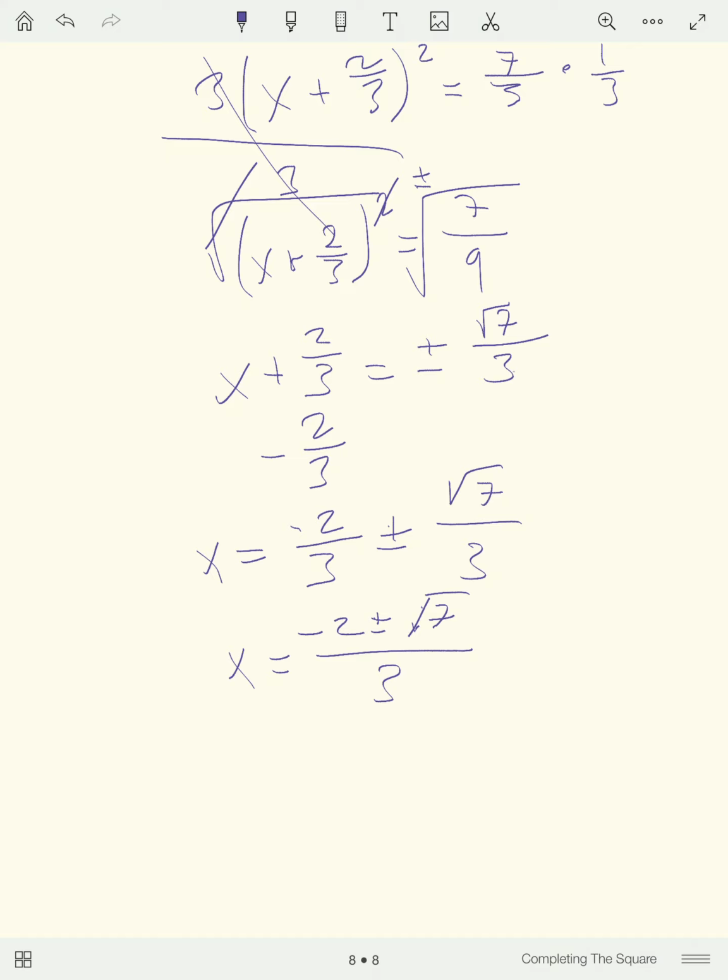So, from the beginning to the end, hopefully you've been keeping up. If this last problem made sense to you, you are probably prepared to do most completing the square problems.